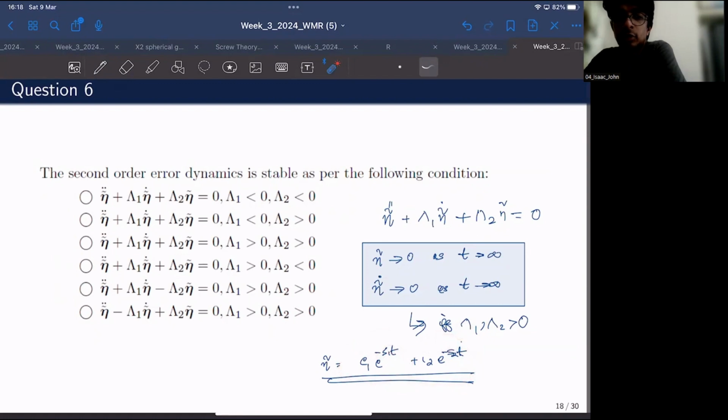That makes the system asymptotically stable. So in order for us to realize this stability, as time tends to infinity, we want the error to be 0 so that both of these terms go to 0. It is necessary that lambda 1 and lambda 2 both are greater than 0. So in that regard, which of the options is correct? I believe this is the correct option.